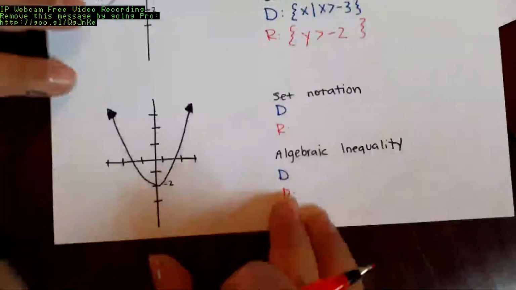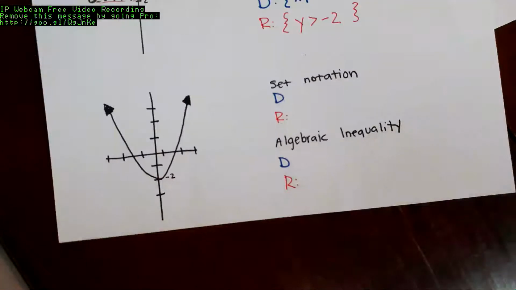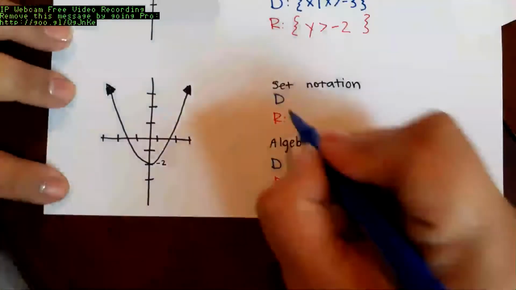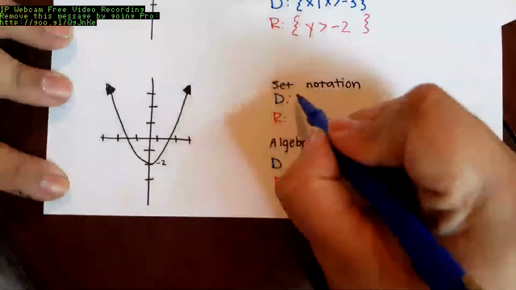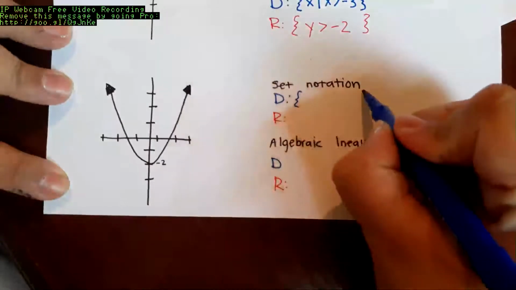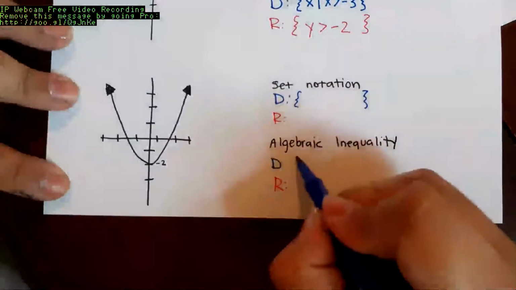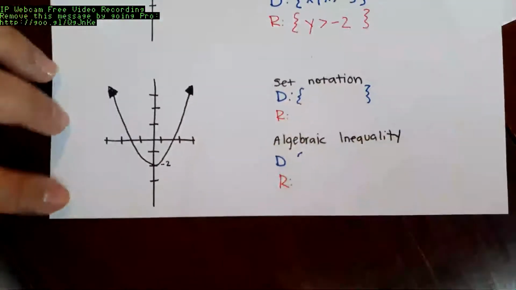Okay, so for my last example, go ahead and pause this one if you'd like. Give it a try, see what you get when you come back. Okay, so we're starting with set notation. So first, I'm going to write my curly braces, and I'll do that down.